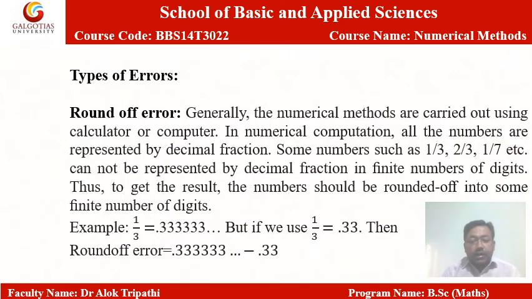Next is round off error. You are well aware of it. When we round off some number, 100% the new number will contain some error. That is called round off error. For example, 1 by 3 is equal to 0.33333 and so on. But if we use 1 by 3 equal to 0.33, then the round off error will be 0.33333 minus 0.33. So this is round off error.